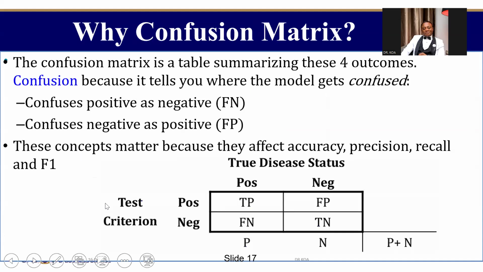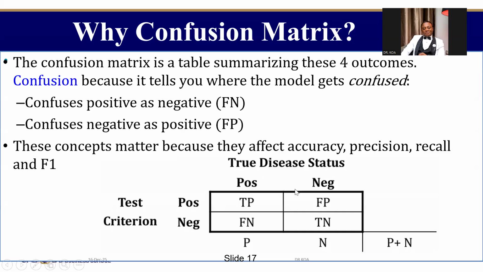Now, the confusion matrix is a table summarizing the 4 outcomes. Confusion because it tells you where the model gets confused. It confuses positives as negatives, which is a false negative, and confuses negatives as positives, which is a false positive. These concepts matter because they affect accuracy, precision, recall, and F1. We shall look at that soon. So this is a typical example of a confusion matrix for our case.